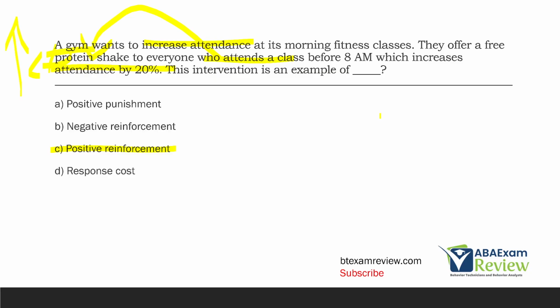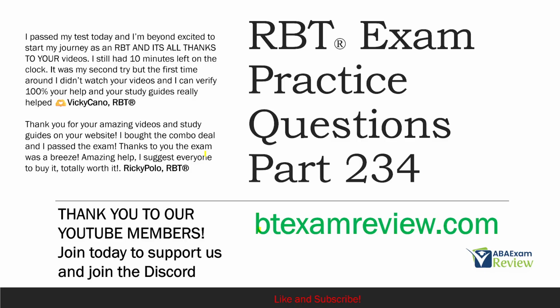Consequences are all about how the behavior is changing, unless it's extinction, where, unlike the last question, we were withholding the reinforcement. So we know we are attempting extinction, and hopefully that behavior will change. Here, we're adding something that's increasing behavior, and it's adding, so it's positive. It's increased, so it's reinforcement. So this intervention is an example of positive reinforcement.